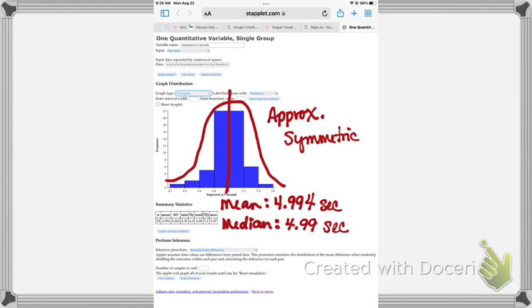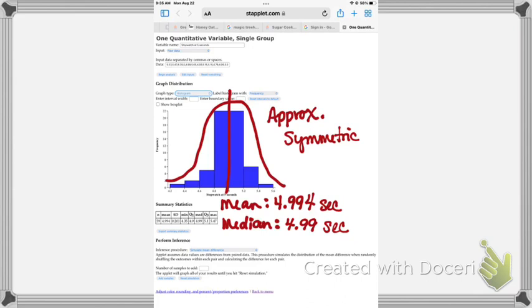When we have skewed right data, like with the penny toss, what did you notice about the mean versus the median? Which one was larger? The mean. The mean was larger. We had a tail off into those larger values, and so that pulled the mean higher than the middle value.